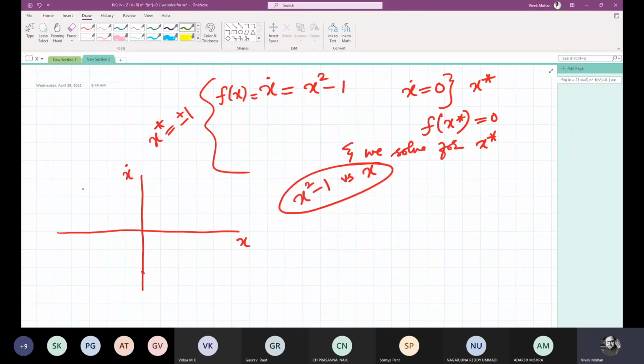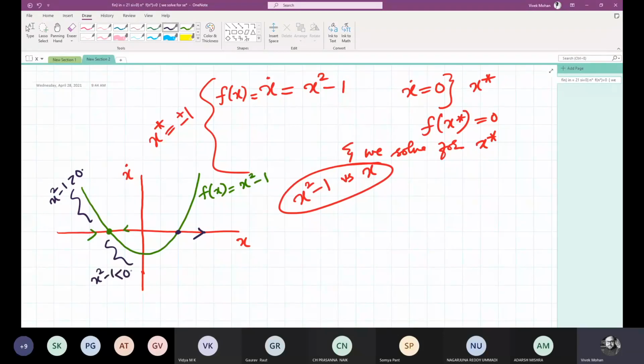So this is my f of x equals x squared minus 1. Now again, I am getting here a stable fixed point, and here I am getting an unstable fixed point, right? So the flow is to the right where x squared minus 1 is greater than 0, since x squared minus 1 is x dot. And the flow is to the left where x squared minus 1 is less than 0.